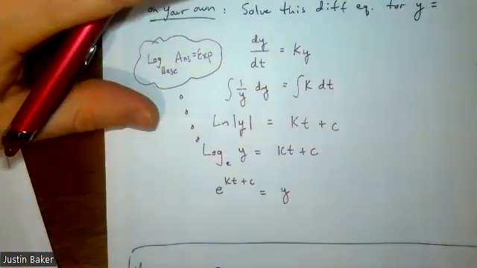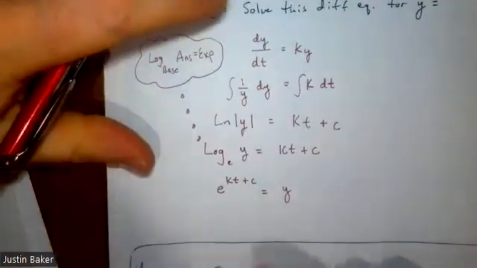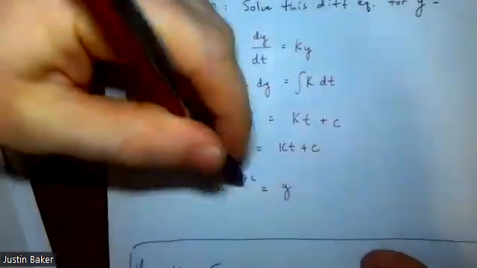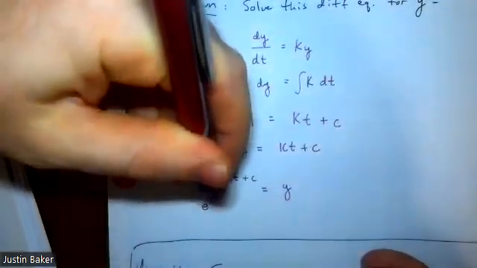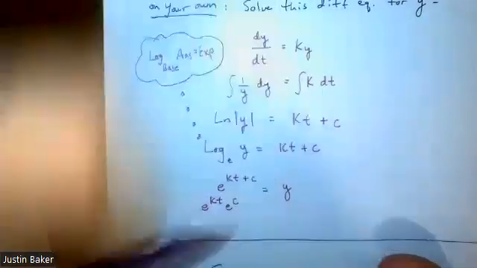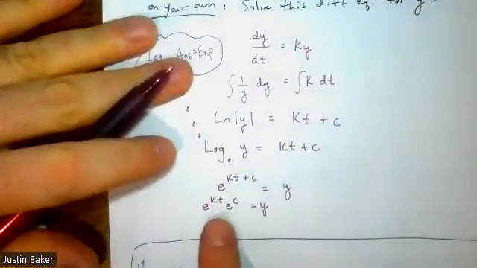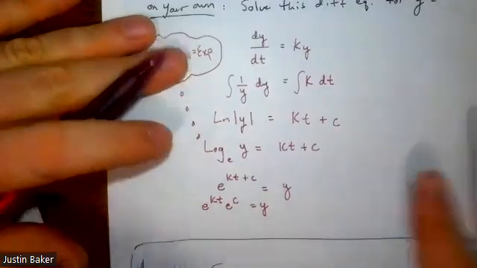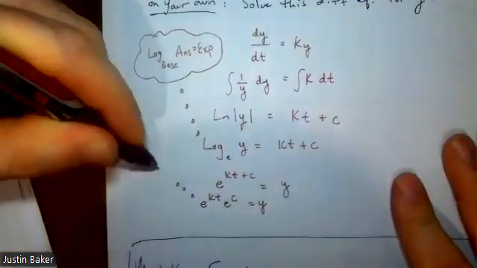Okay, we're getting there. So now if we wanted to simplify this a little bit, we could say that this is e to the kt times e to the c is equal to y. Think about your properties of exponents, right? If you have, so in other words, let's say this.